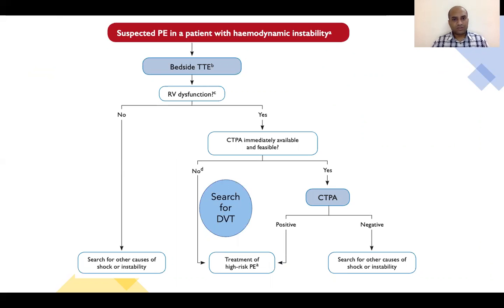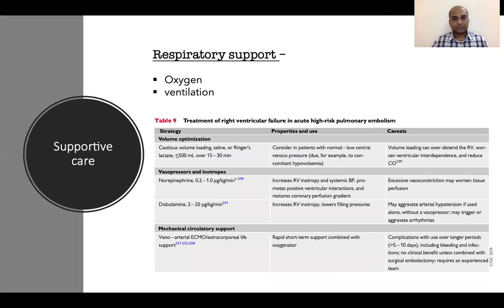If there is no RV dysfunction, it rules out PE as the cause of hemodynamic instability. PE may be there, but it is not significant enough to cause hemodynamic instability. But if there is an RV dysfunction, we should review for access to CTPA. And if CTPA cannot be done, we should search for DVT by lower limb venous Doppler. And if CTPA can be done, we should go for CTPA.